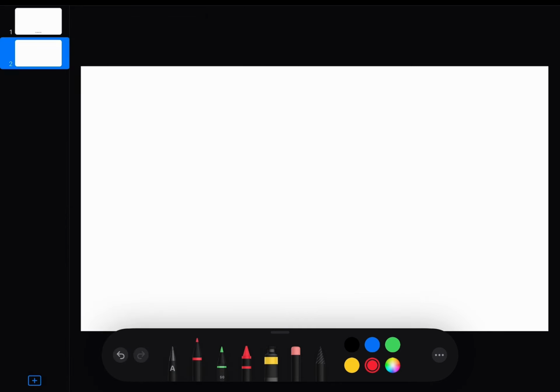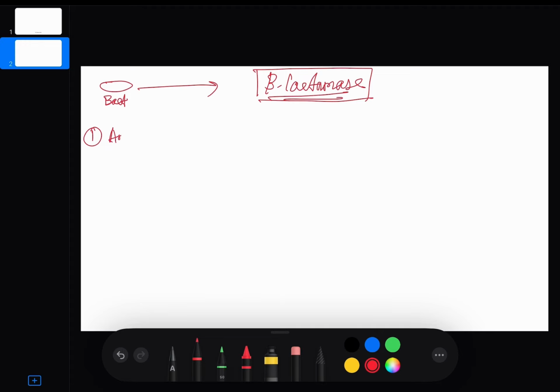The classification of beta lactamase. This enzyme is produced by bacteria. This bacteria produces the beta lactamase enzyme. Then what are the types of beta lactamase these bacteria are producing? According to the classification, there are 2 classifications. First is the Ambler's classification.